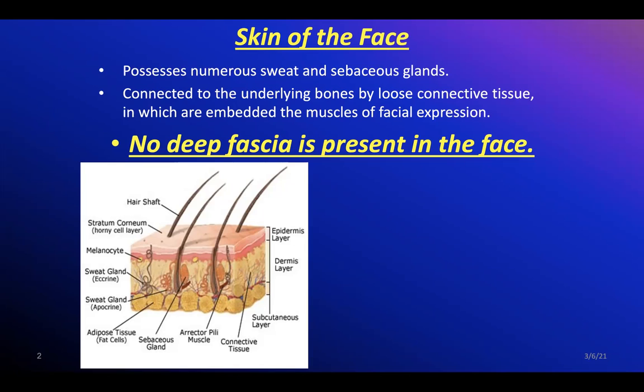عندنا السويت جلاند وعندنا السيبيشيوس جلاندز. عندنا السويت جلاندز two types، عندنا إكراين and أبوكراين. إن شاء الله تأخذوها بالهيستولوجي. عندنا الطبقة اللي بعدها هو الأديبوس تيشو. طبعا in general هي تتقسم إلى epidermis وديرمس وسبكوتينس layer.